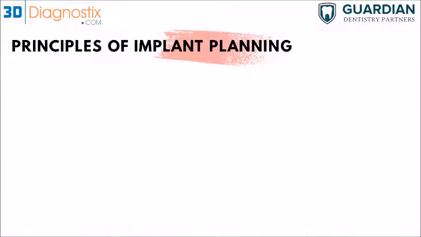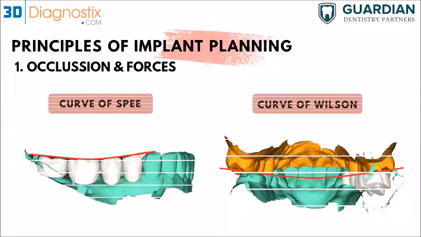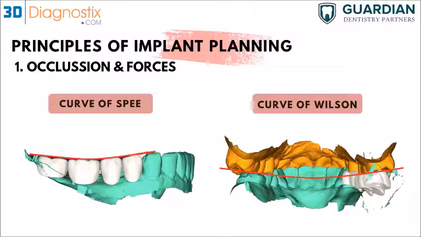We're going to be starting with occlusion and forces, and we need to understand, of course, the type of occlusion the patient has and the forces. And here's an example of the curves of Spee and Wilson. So for example, on the left-hand side, what we did when we planned, we had a dentulous space from the first bicuspid all the way to the second molar. So we need to make sure we follow that curve just to make sure that the final product is not going to be destructive for those implants, and to finally just have something that is going to be functional without any problems. And then on the right side here is also another curve of Wilson.